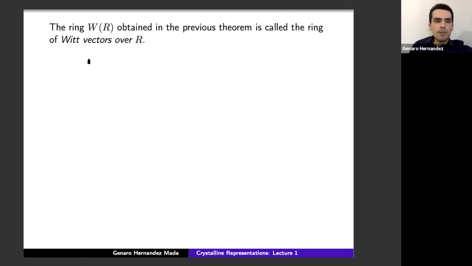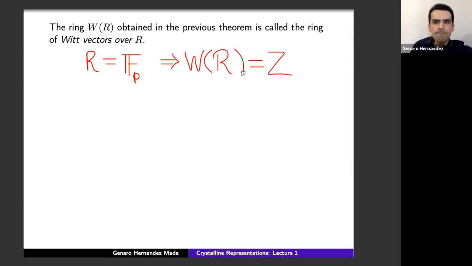So for example, we could take a perfect field, right? Let me just, because I didn't write some examples, but so the most famous example of the ring of Witt vectors, so if I take R, the perfect field, the finite field F_p, then the ring of Witt vectors is just the ring of p-adic integers. Okay.